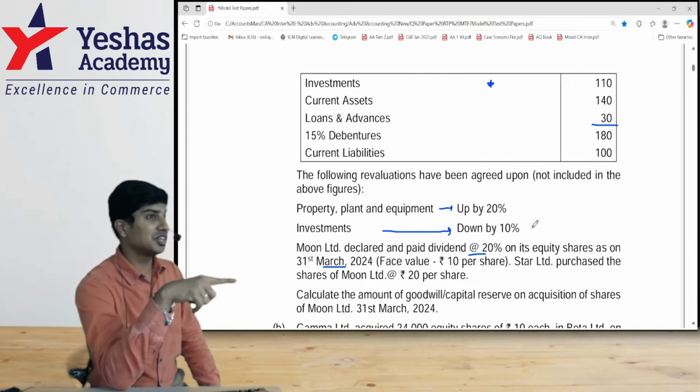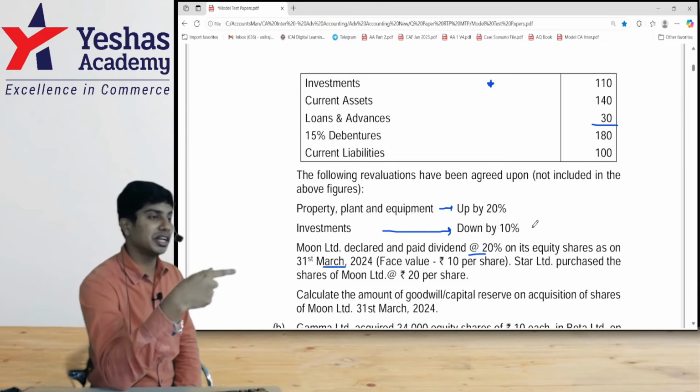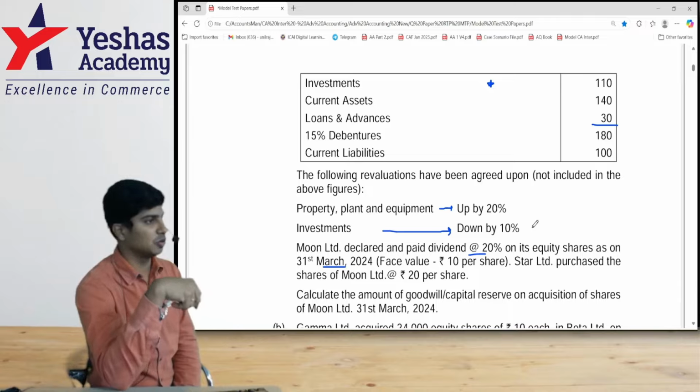You remember, pre-acquisition dividend will be written on the credit side of the amount column. Post-acquisition dividend will be written on the credit side in the dividend column. It will eventually go to P&L.